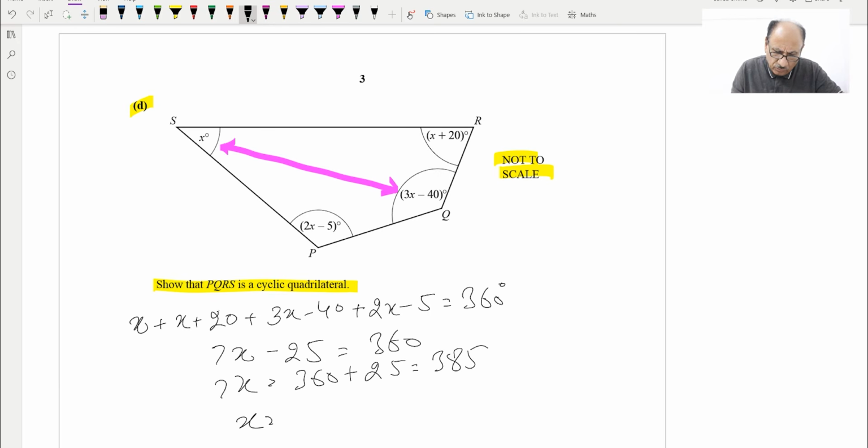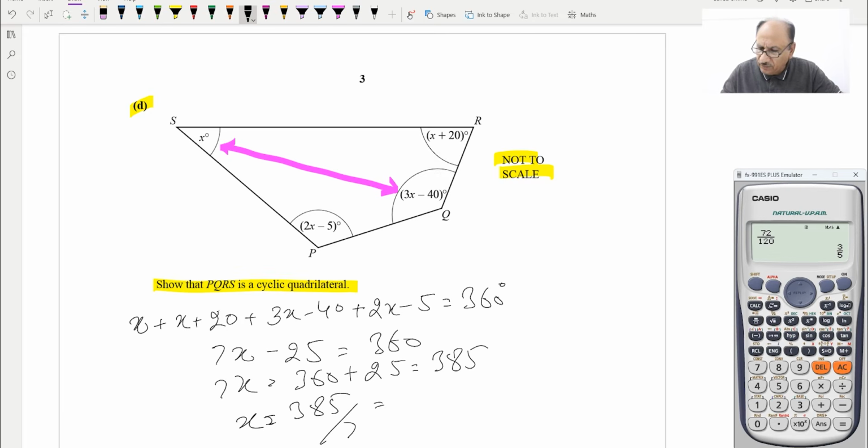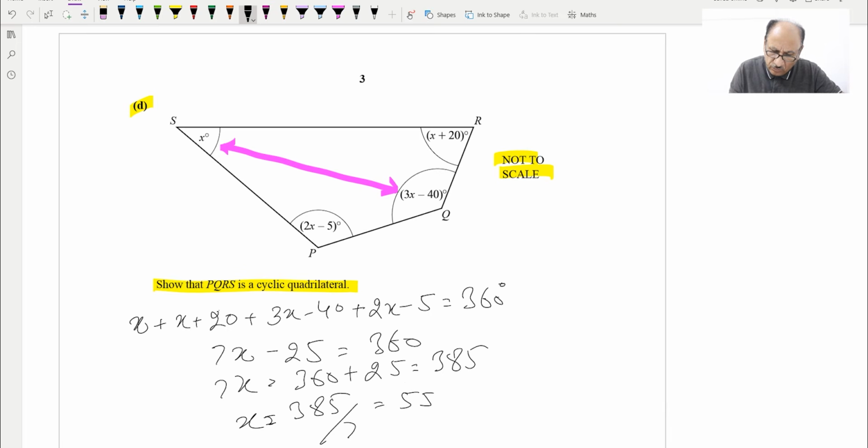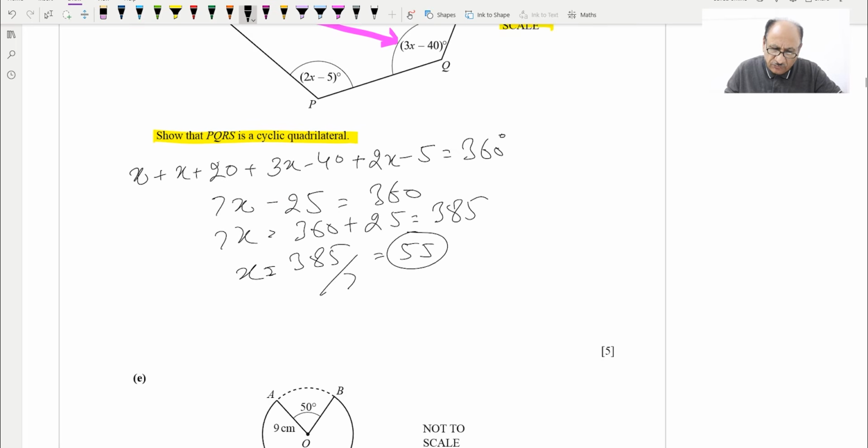So x is equal to 385 divided by 7, and 385 divided by 7 will result in 55. So the x value we calculated is 55. Now this is a 5 mark question.